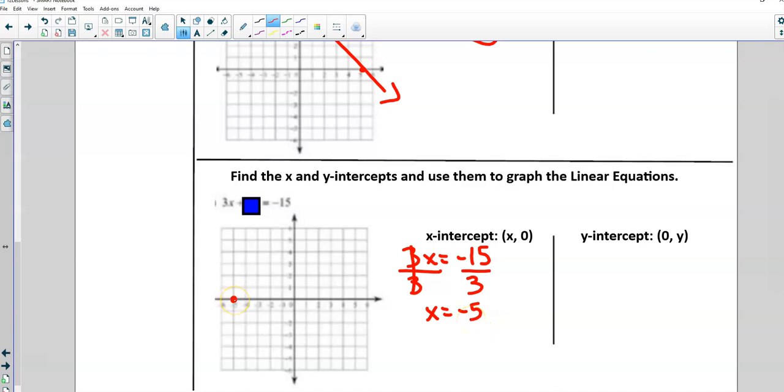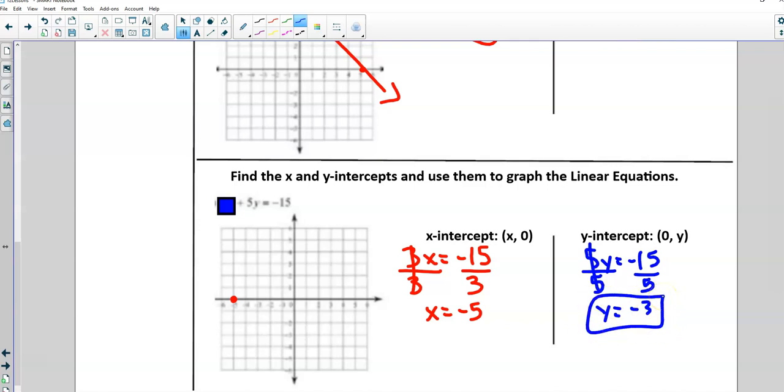So circle there. And we're going to try to find the y-intercept. So I'm going to cover up the x. So then I'm left with 5y equals -15. Divide both sides by 5. Y is -3. So my y-intercept is -3. And I end up with a dot there. Connect my dots. And we are good to go.